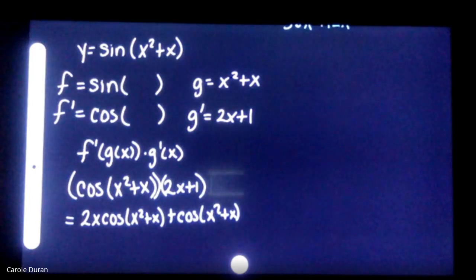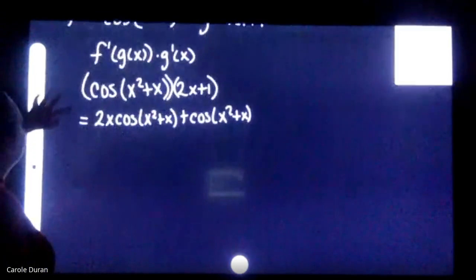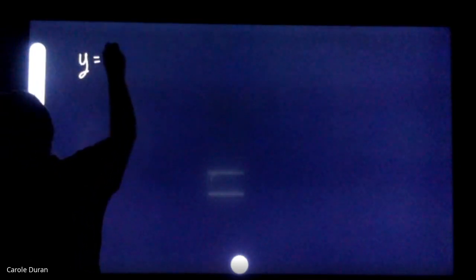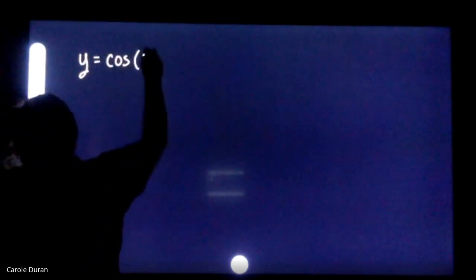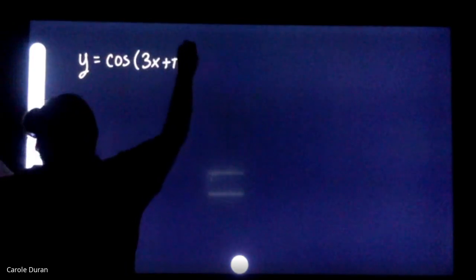Anybody super duper confuzzled? Okay, let's do another one. This time I'm going to call on some of you to answer some questions, so make sure you're ready. This next example is y equals cosine of 3x plus pi.